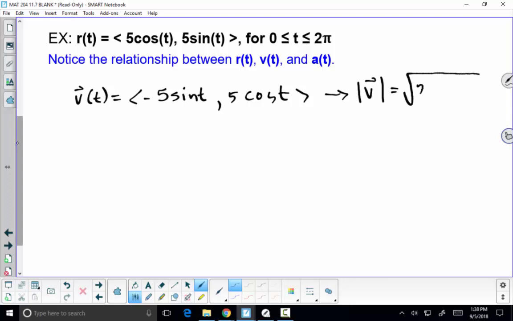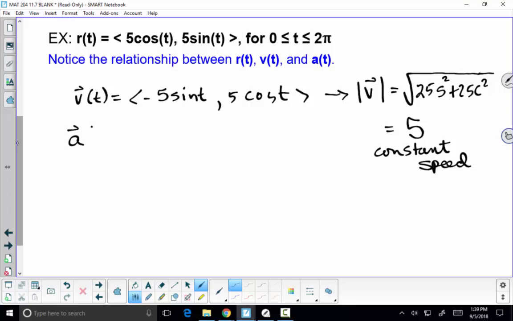When we take the sum of the squares here, when we find the length of that vector, we get 25 sine squared plus 25 cosine squared. I'll just abbreviate sine with s and cosine with c so I can squeeze it in here. Sine squared plus cosine squared is 1. So we see that we have a constant speed of 5. And we're moving around a circle of radius 5, going counterclockwise.